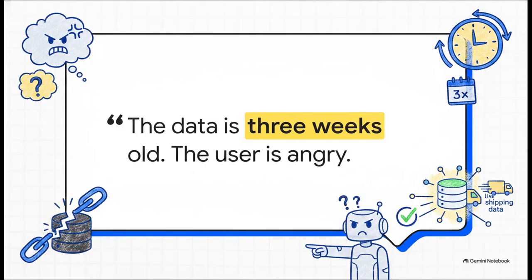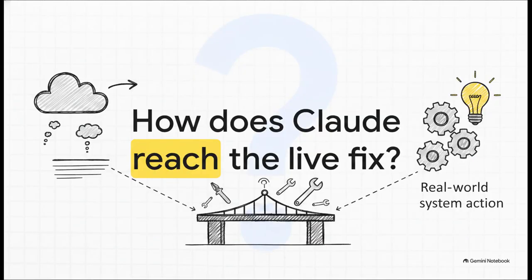Picture this nightmare scenario as our hook for today. Your chatbot confidently tells an already furious customer your order will arrive next week. But wait, that data is 3 weeks old. The most frustrating part of all this, the fix, that live shipping data, was sitting right there in your system the entire time. Claude just couldn't reach it. So it begs the question, right? How exactly do we give Claude access to that live fix?